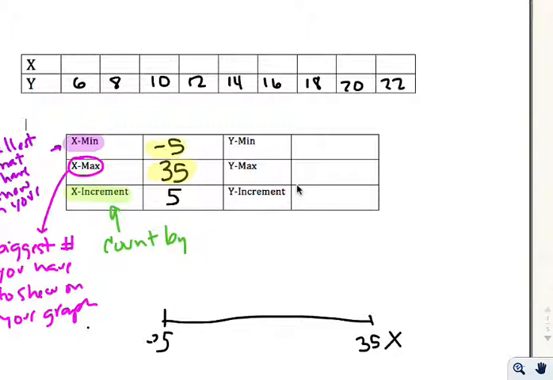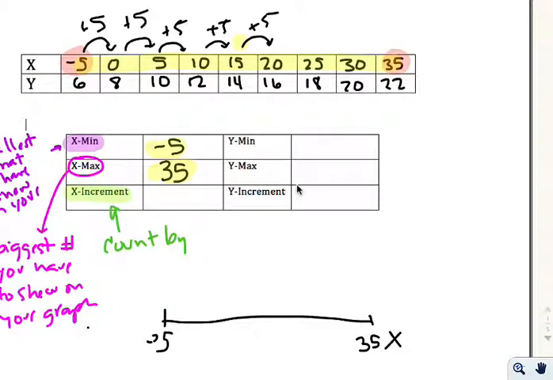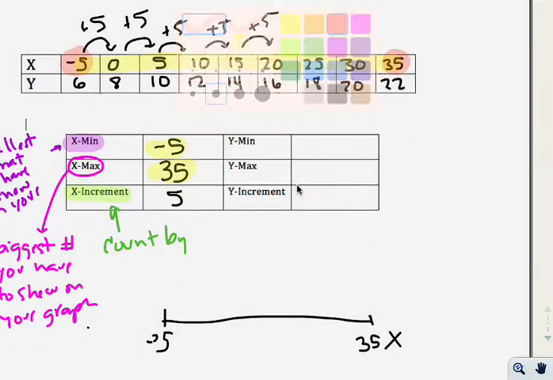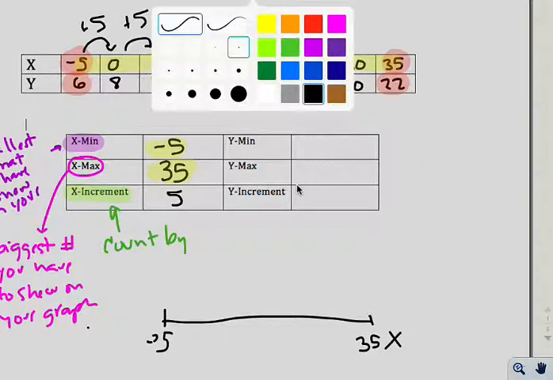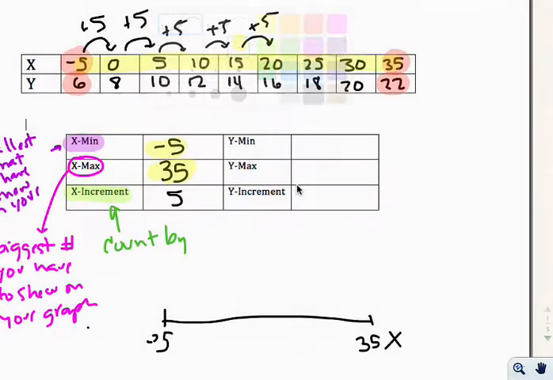So for the y's, again, I'm going to identify my smallest and biggest number. And in this case, since it seems to be patterned, the smallest is on the left, biggest is on the right. And then now I want to pick numbers to scale my graph. Just like with the x's, I could go from 6 to 22.